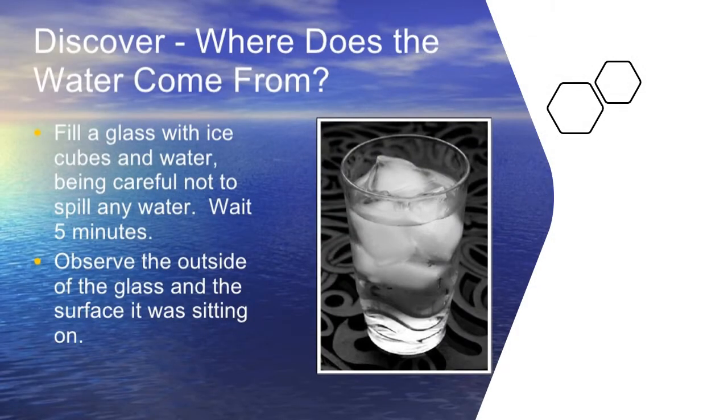Discover where the water comes from. That is completely based on your observation. It's a small activity and you have to observe what happens. Fill a glass with ice cubes and water, being careful not to spill any water. Wait 5 minutes. Observe the outside of the glass and the surface it was sitting on. Write down that observation in your notebook, what you observe.